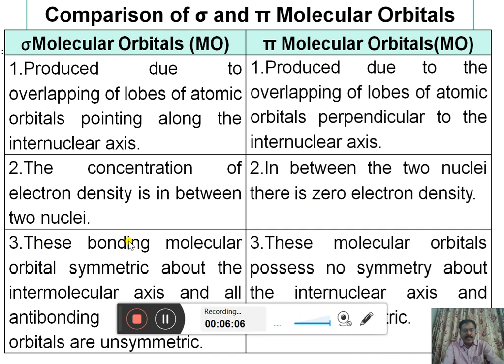Here the sigma bonding molecular orbital is symmetric about the internuclear axis, and all antibonding molecular orbitals produce a sigma star, which is unsymmetric in nature, while pi molecular orbitals possess no symmetry about the internuclear axis, and all pi star antibonding molecular orbitals are symmetric.